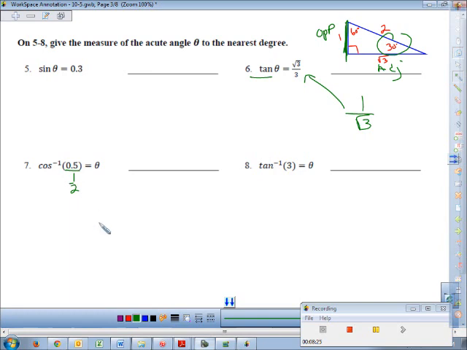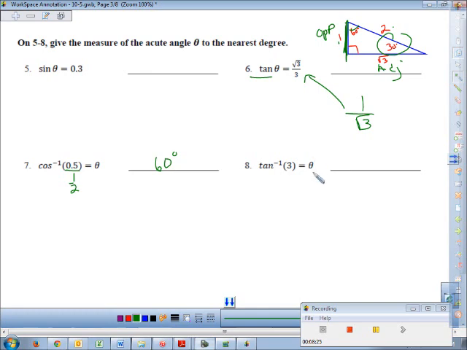What'd you get when you punched it in? I bet you got a really nice number, 60 degrees. Because isn't the cosine of 60 going to be adjacent over hypotenuse? 1 over 2. And then the tangent inverse of 3. What'd you get for that?